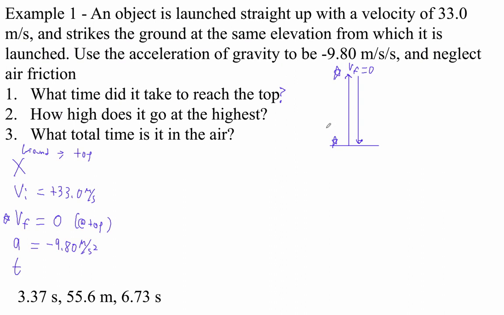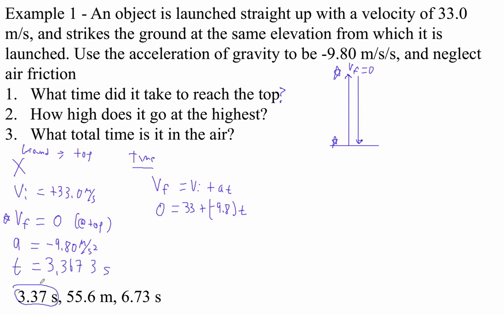So what time did it take? I'm going to use the equation with no x to find t, the time. So 0 equals 33 plus negative 9.8 times t. Or if you remember your triangle problems, you just go 33 divided by 9.8. So 33 divided by 9.8 is 3.367 seconds. I'm just rounding to 3 figures, so 3.37 would be about right.